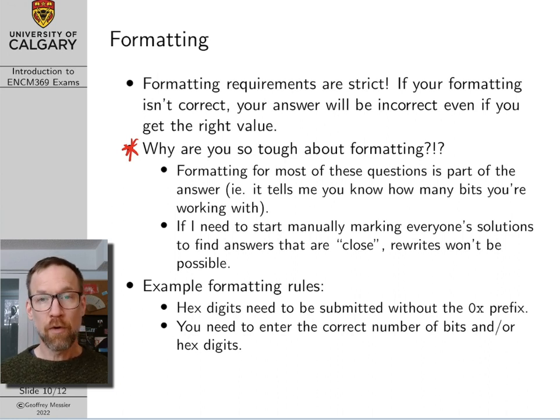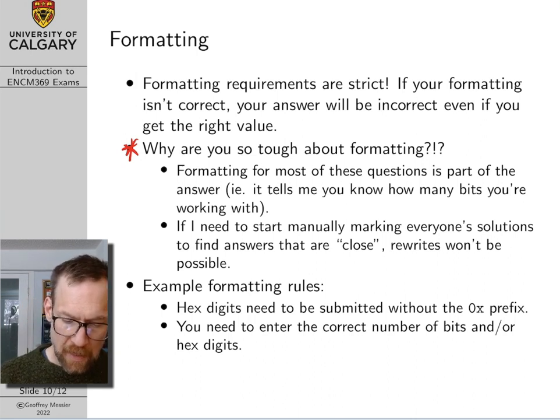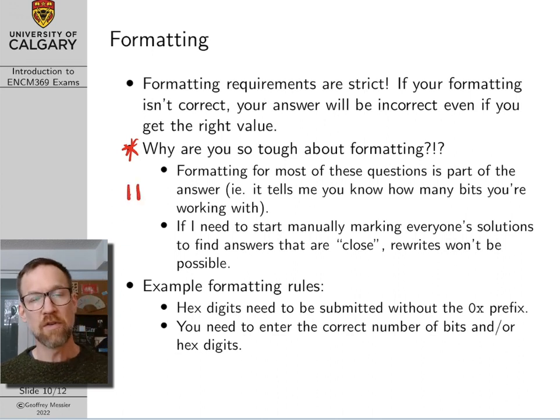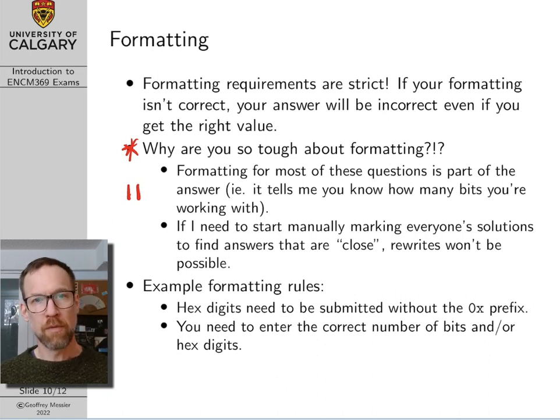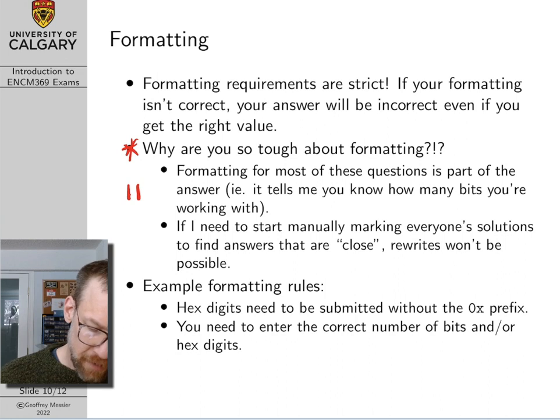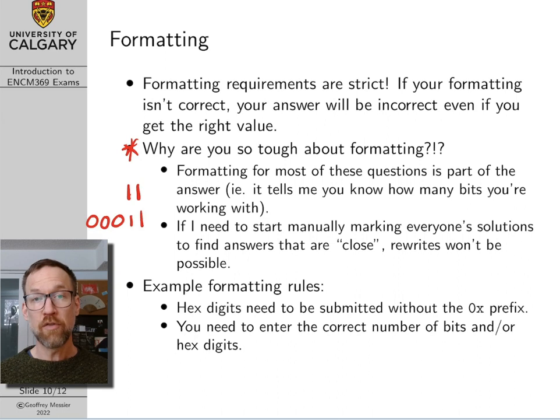First of all, the formatting is actually part of the solution. For example, if I'm asking you for the binary value being carried on a bus, and the proper answer is 3, and it's a 5-bit bus, and you just enter 11 into D2L, and it gets marked wrong, and you're like, well, how come? 3 was the right answer. If it's a 5-bit bus, you have to show me the leading zeros. You need to show me the right number of bits.